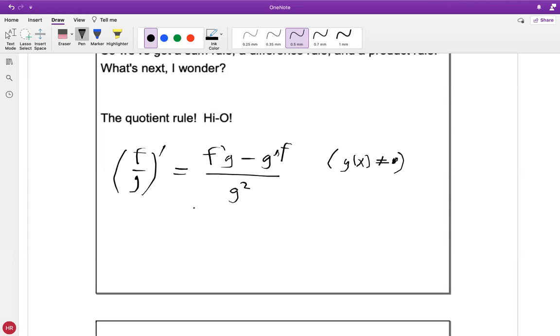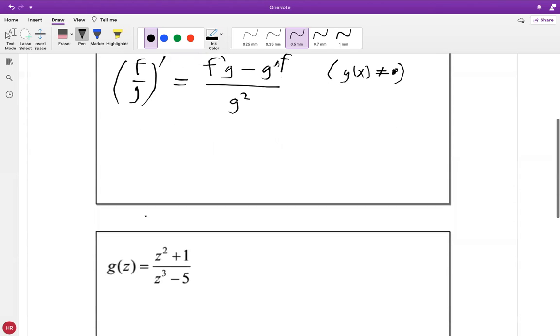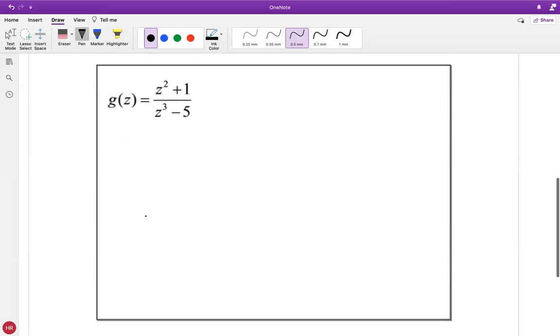And again, there are cute little rhymey mnemonics for this. If you'd like to come up with one on your own, feel free. If you'd like to Google cute mnemonic for quotient rule, I'm sure you'll get some answers. But this is the rule. Memorize that however you'd like, but you will be expected to memorize this rule and the product rule. So we'll do an example.